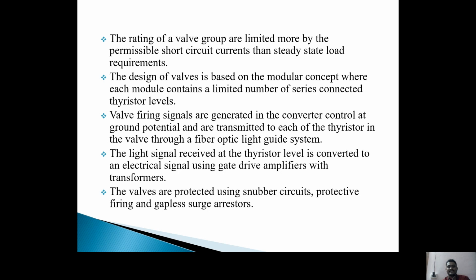The light signal received by the thyristor level is converted to an electrical signal using gate drive amplifiers with transformers. The valves are protected using snubber circuits, protective firing and gapless surge arresters.